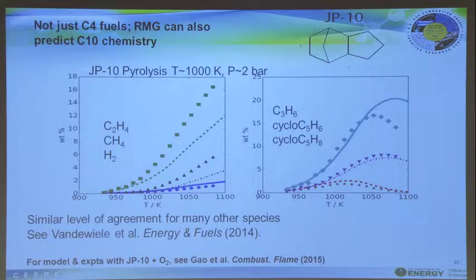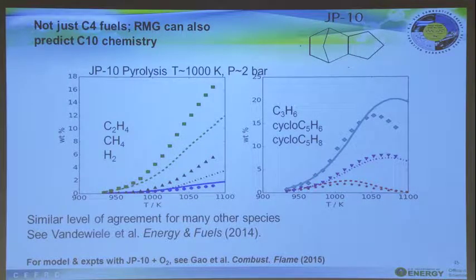And then recently we moved on from the C4s. We did the C10 fuels. This is JP10, and you can see we do the pyrolysis pretty well. Again, not perfect, but this chemistry is pretty complicated. This is quite a complicated molecule, JP10.